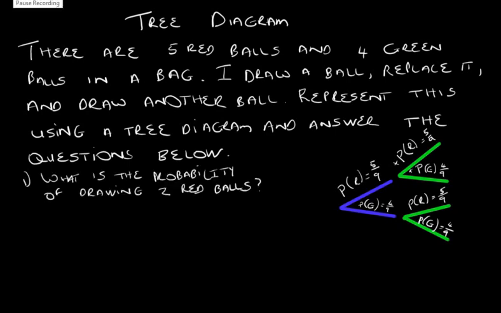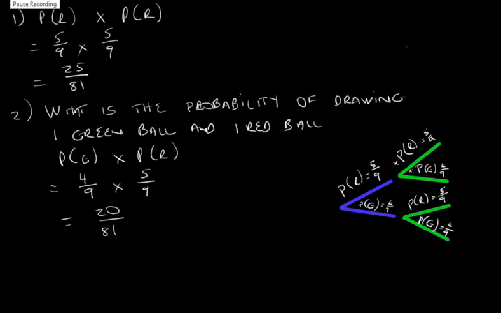What is the probability of drawing 2 red balls? That means a red ball on the first draw and another red ball on the second draw. What is the probability of drawing a red ball? It's 5 over 9. So we take 5 over 9 multiplied by 5 over 9 and we get 25 over 81. So what is the probability now of drawing 1 green ball and 1 red ball? The probability of drawing a green ball is 4 over 9 and the probability of drawing a red ball is 5 over 9. We multiply them together and we get 20 over 81. Let's look at our final question.